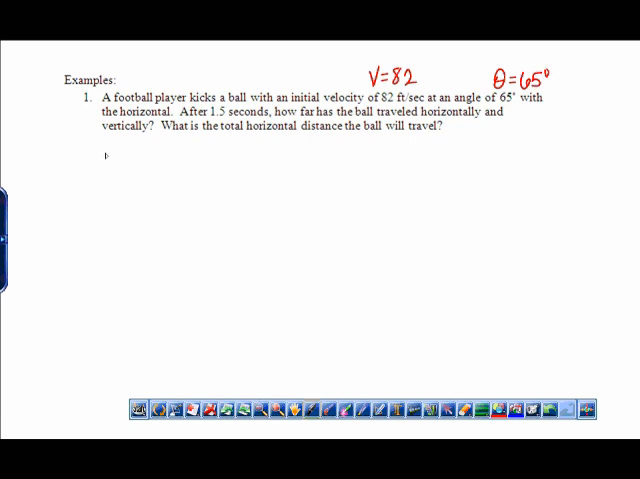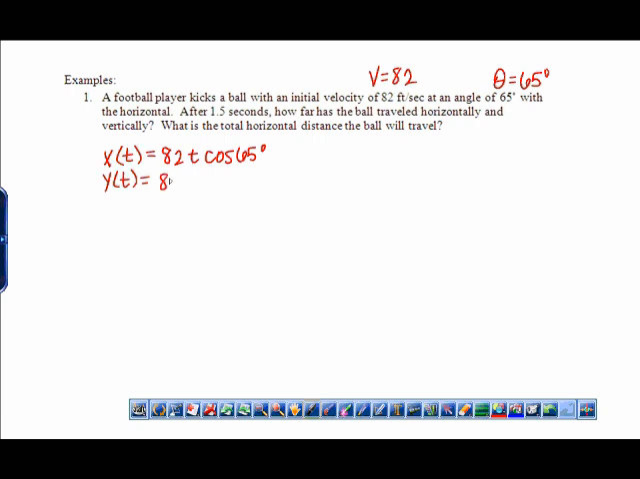Okay, so let's set up, just to start out, our parametric system of x of t and y of t. Now remember, x of t is the horizontal component, and this is going to be our initial speed times t times cosine of the angle. Now I don't know why, but a lot of people leave out that t, and it's right there in the equation, so don't forget that.